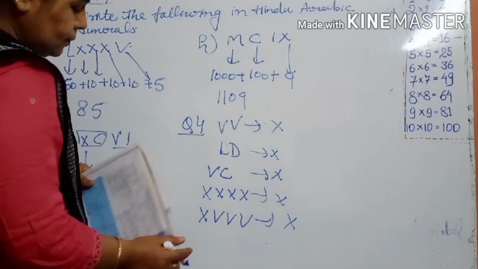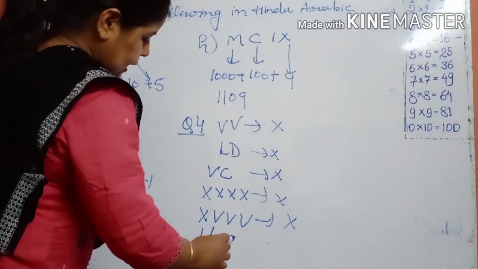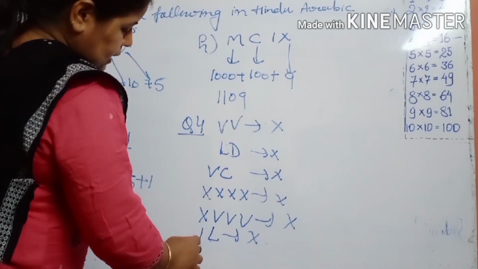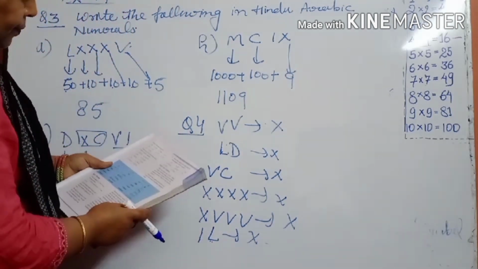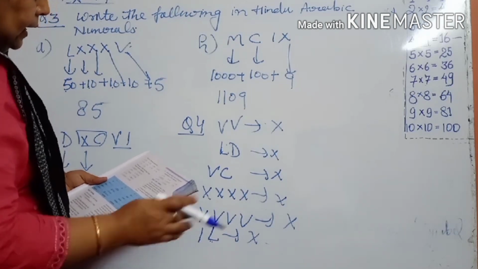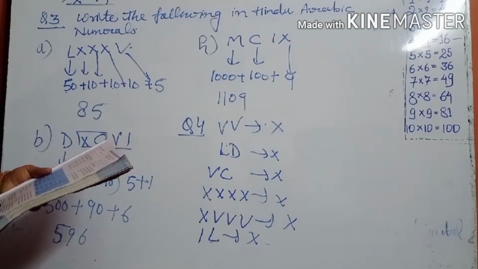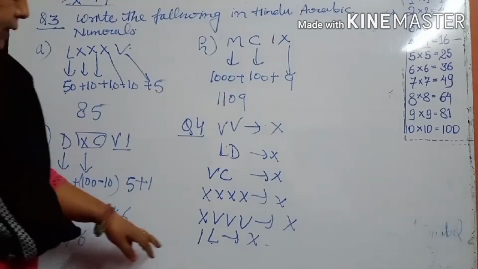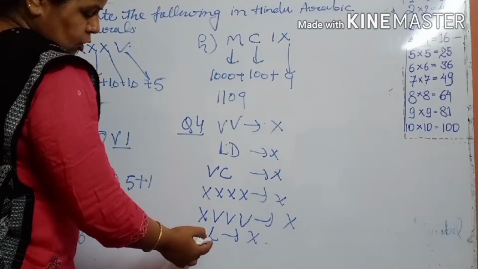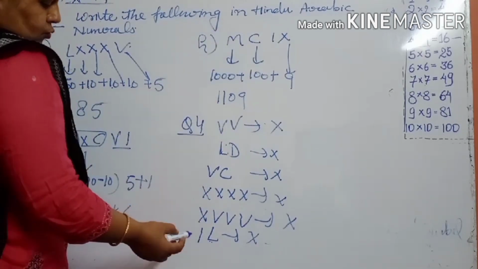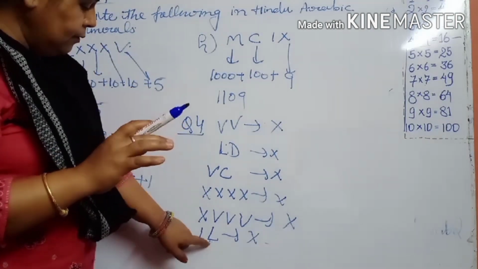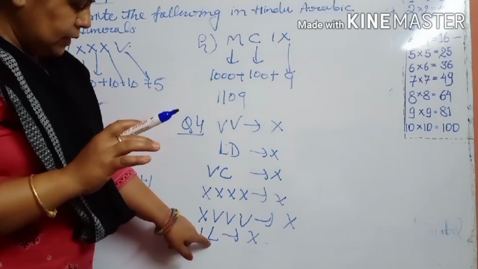IL is also a wrong concept, because L is 50, and 50 minus 1 we are not writing as IL. See that, beta, IL. You have learned that I can be subtracted only from V and X. It cannot be subtracted from much greater values like L. It can be subtracted only till IX or IV, not in IL, not in this way, so it is wrong.